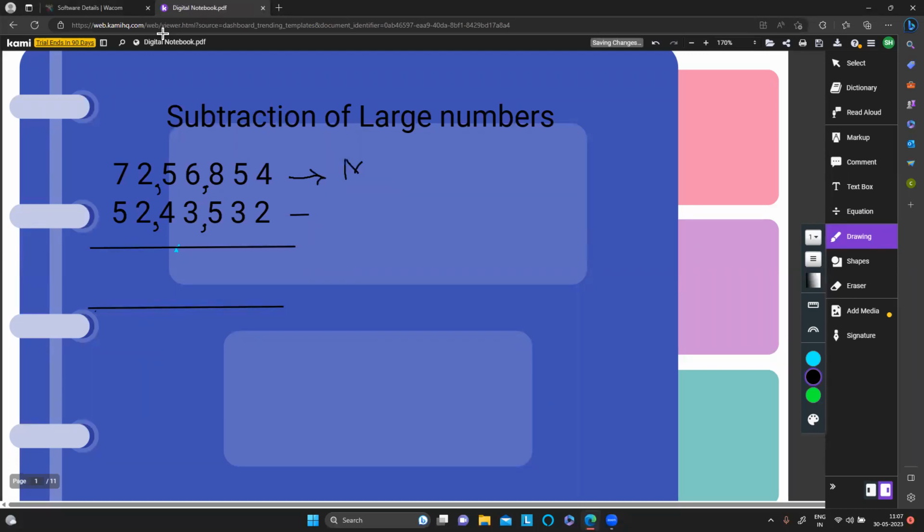Normally, this is called the minuend. Okay, this is the minuend. And the second number that is going to get subtracted is called the subtrahend. Okay, we call this a subtrahend. So what is minuend? I will repeat this. The number from which another number is subtracted is called the minuend. The number that is going to get subtracted is called the subtrahend.